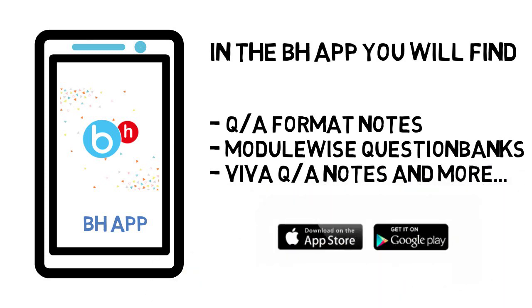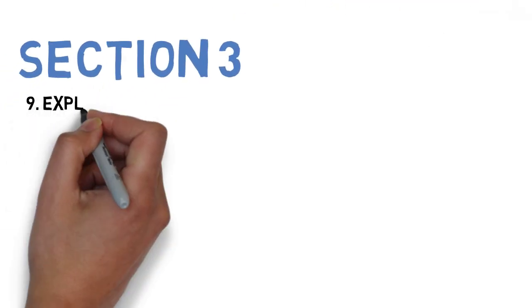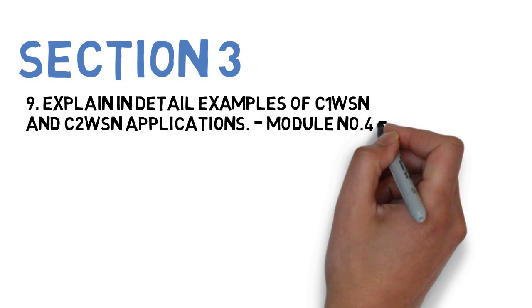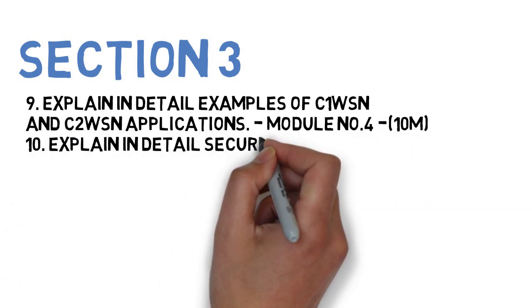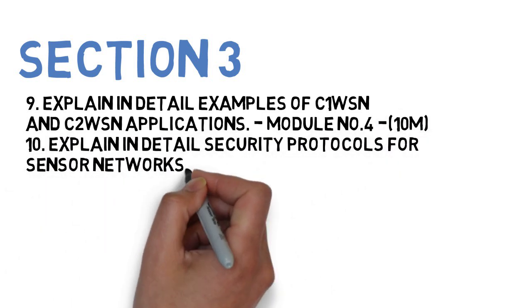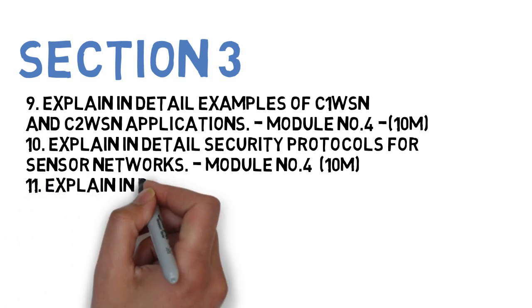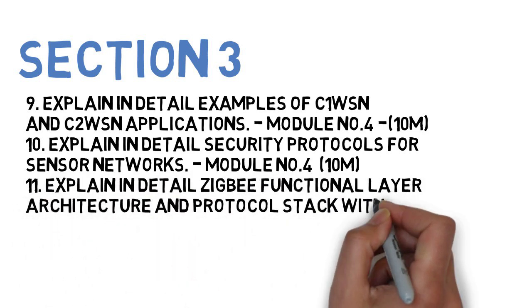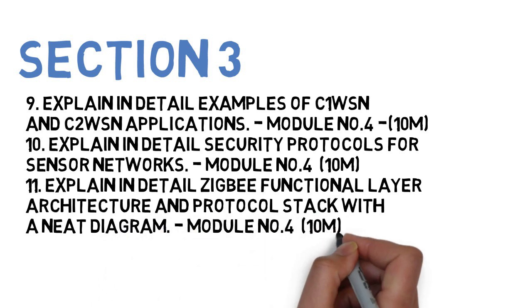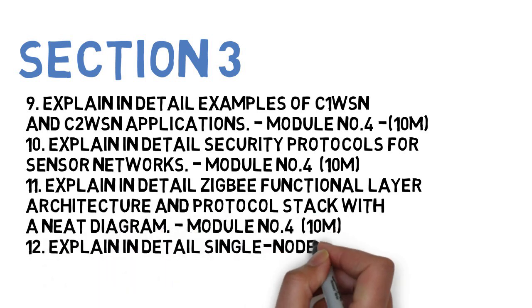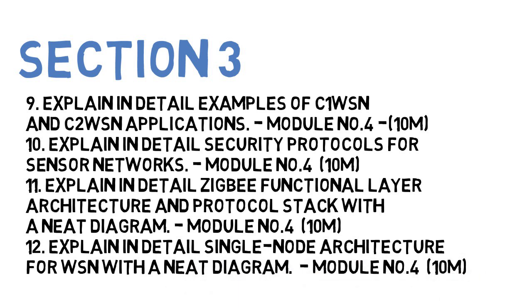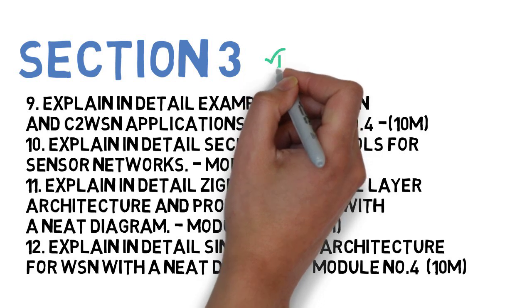Talking about section 3, the first important question that you need to do is explain in detail C1WSN and C2WSN applications. Next is explain in detail security protocol for sensor networks. Next is explain in detail Zigbee functional layer architecture and protocol stack with a neat diagram. And the last particular question for this section is explain in detail single node architecture for WSN with a neat diagram. So these four questions are for section 3.